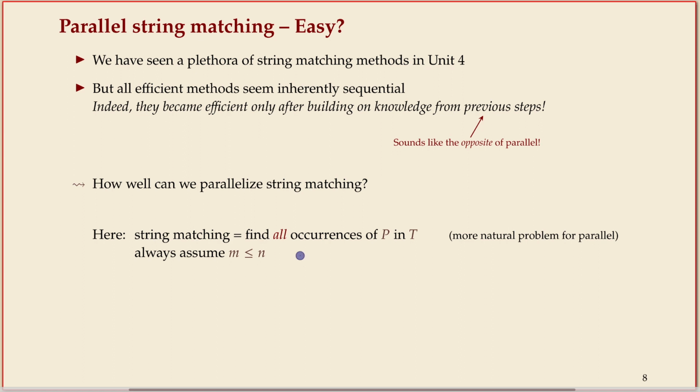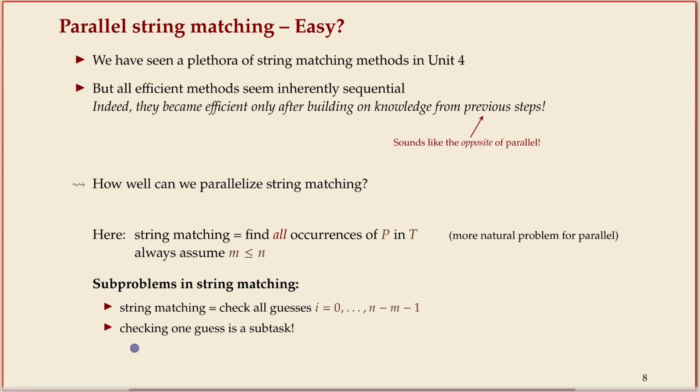In another way to look at the problem, there are some independent subproblems, namely all the guesses in the terminology of Unit 4. We can try to find for all different positions in the text whether or not there's a match of the pattern. So here we'll look at this formulation where we find all occurrences. That makes it a bit more natural here. So we can take as one subproblem checking each of the guesses.